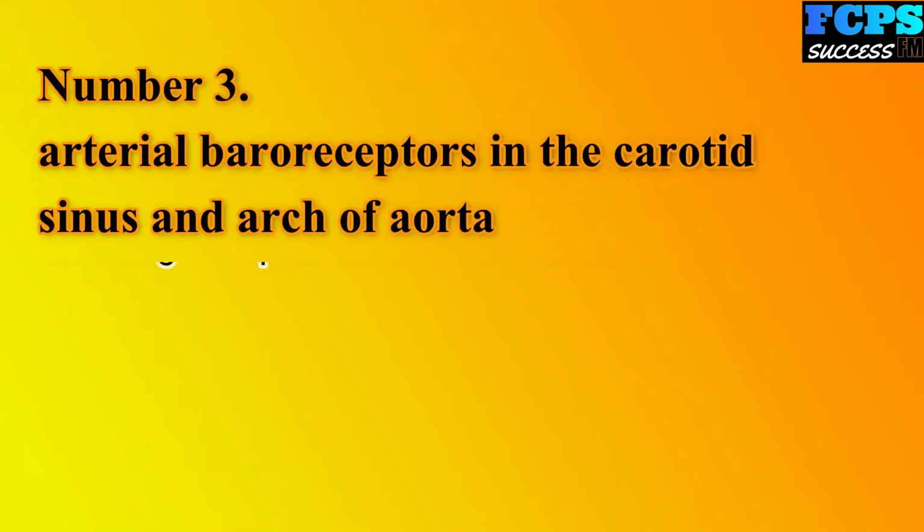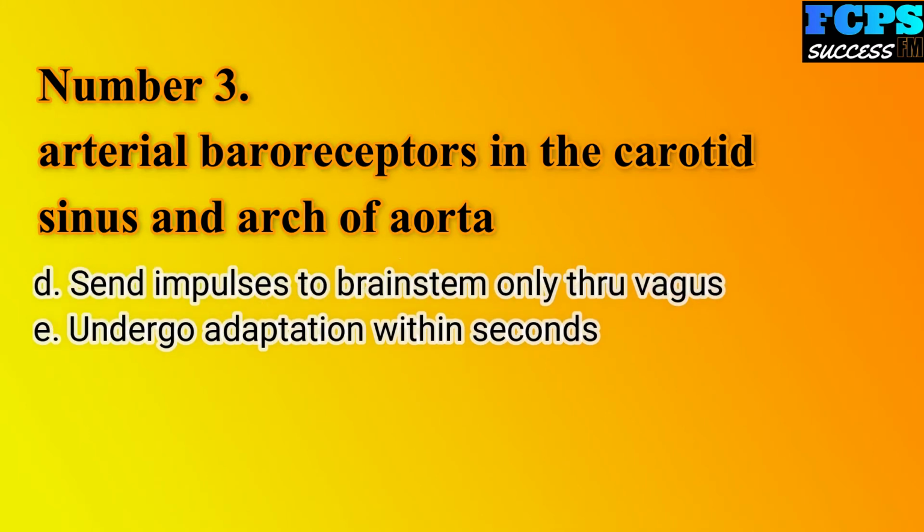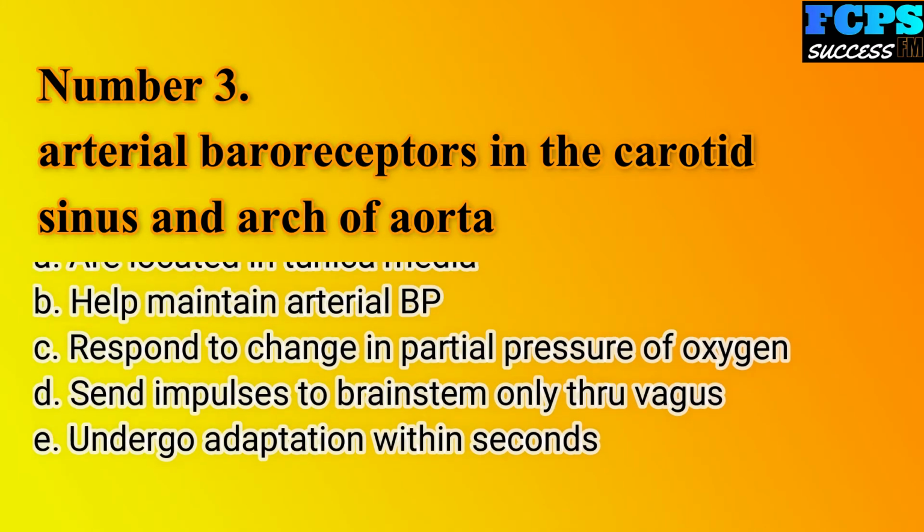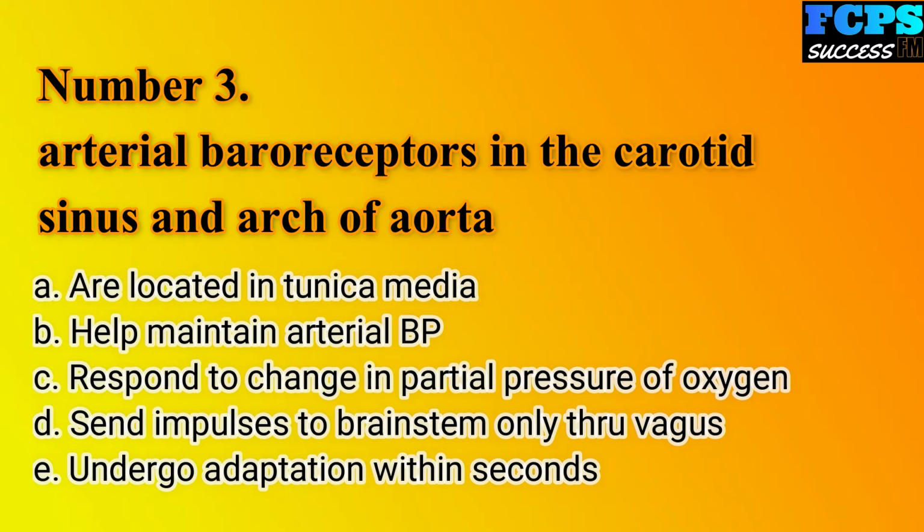Number 3. Arterial baroreceptors in the carotid sinus and arch of aorta: A. Are located in tunica media. B. Help maintain arterial BP. C. Respond to change in partial pressure of oxygen. D. Send impulses to brainstem only through vagus. E. Undergo adaptation within seconds. Correct answer is help maintain arterial BP.